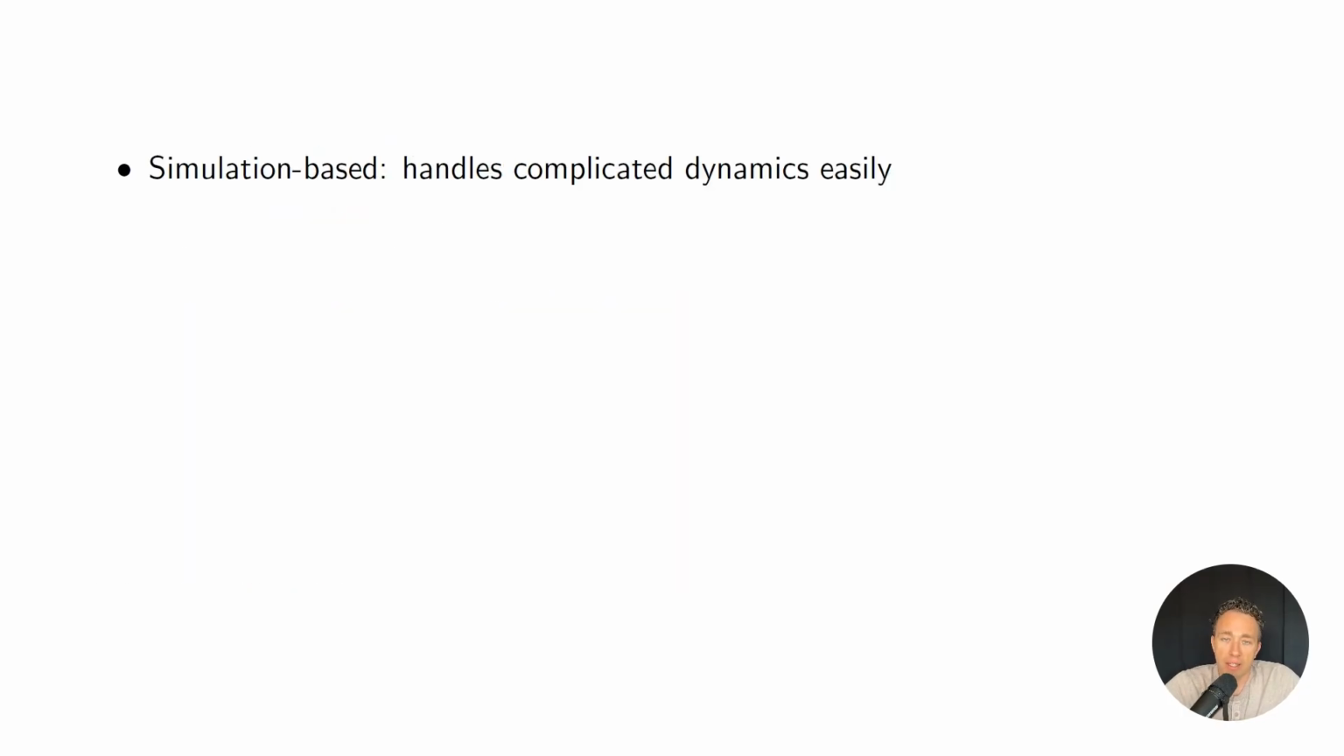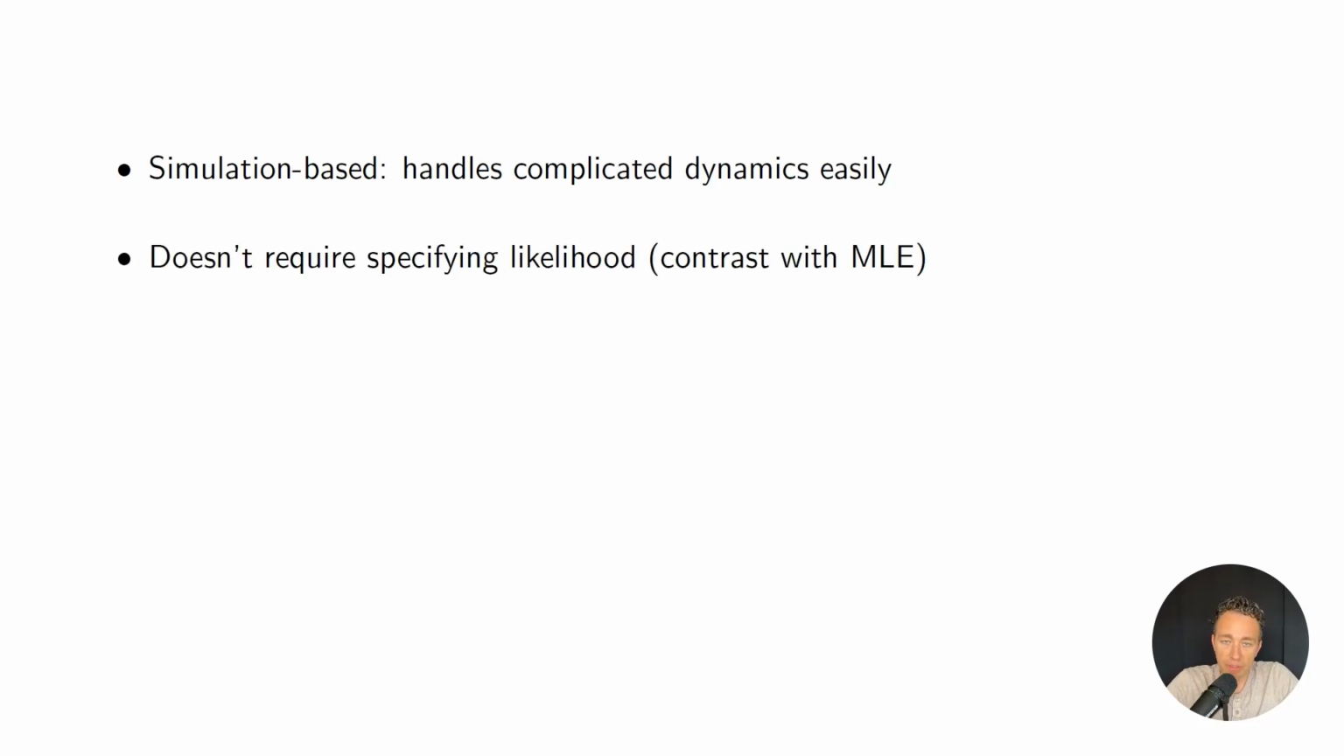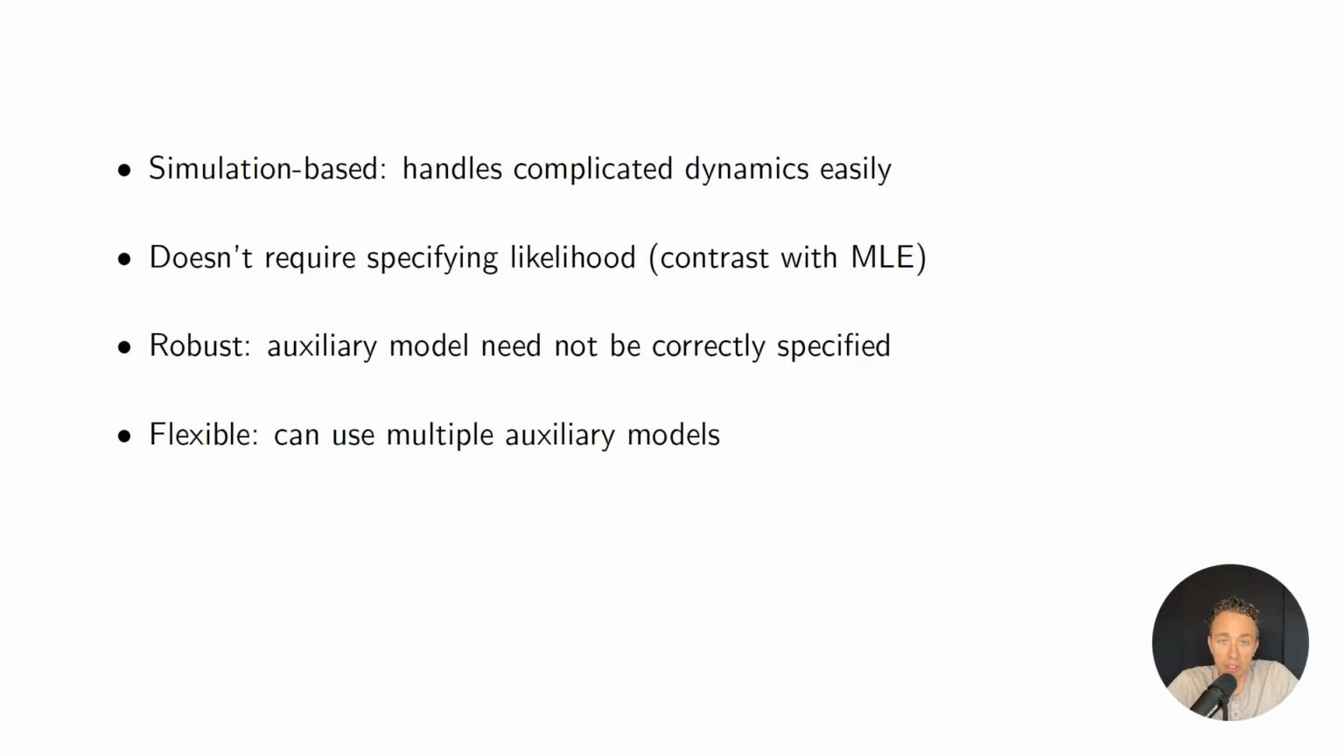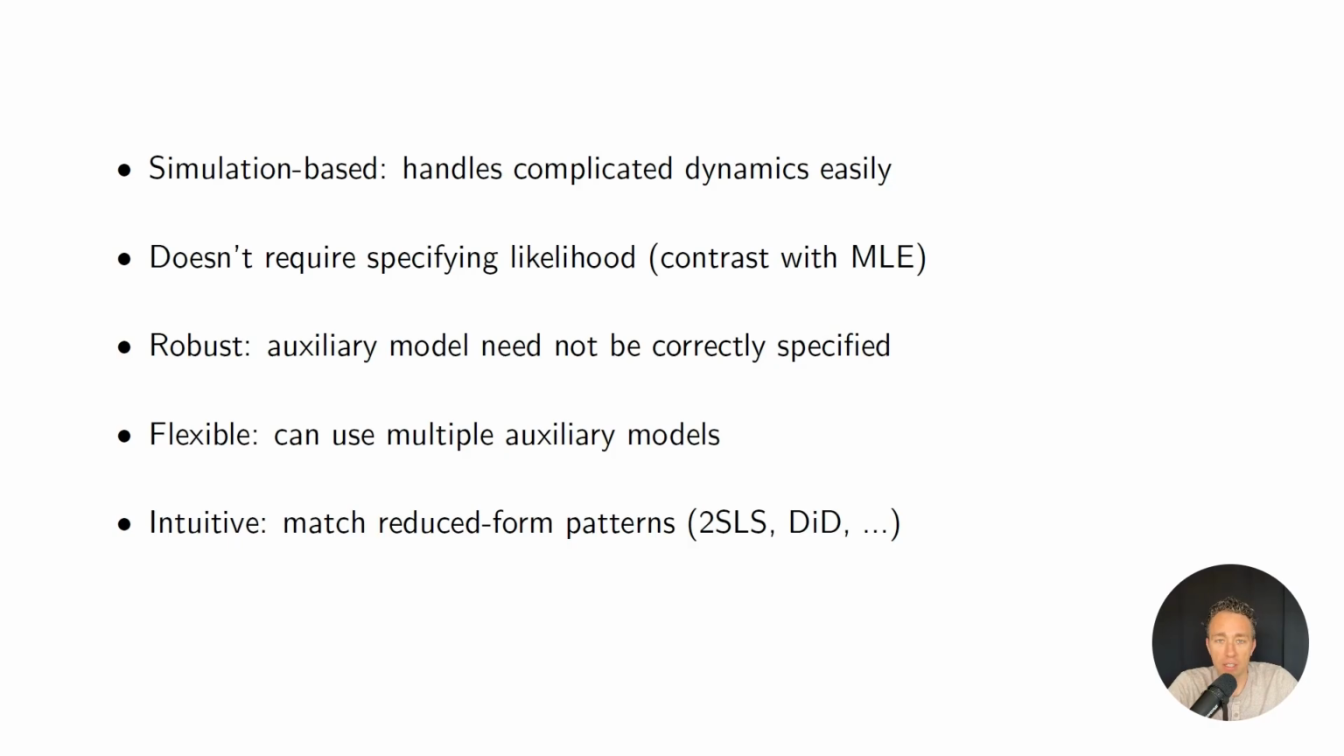And the nice thing about this is that we're going to end up simulating the structural model anyway. So why not use that to generate some auxiliary statistics for use in estimation? We don't have to come up with a likelihood function, and we don't even have to correctly specify this auxiliary model. We can use many different auxiliary models. We could have a bunch of regression coefficients from a bunch of different regressions as our auxiliary model. And we can link it intimately with two-stage least squares or diff-in-diff to clarify where the identification is coming from.